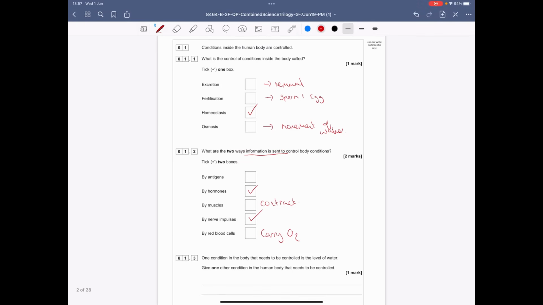One condition that the body needs to be controlled is the level of water. Give another condition that needs to be controlled. So the two other key homeostasis conditions that our body regulates is our temperature. Now body temperature 37 degrees Celsius is important because we need enzymes working at the correct level, and also blood glucose. So just by saying blood glucose or temperature, that would get you the mark.